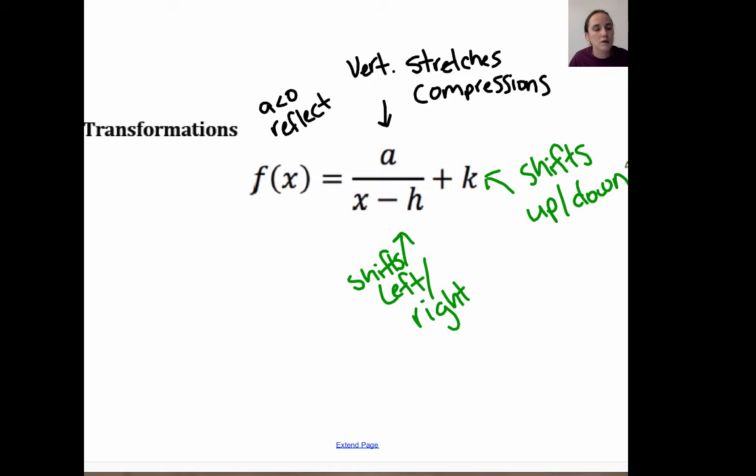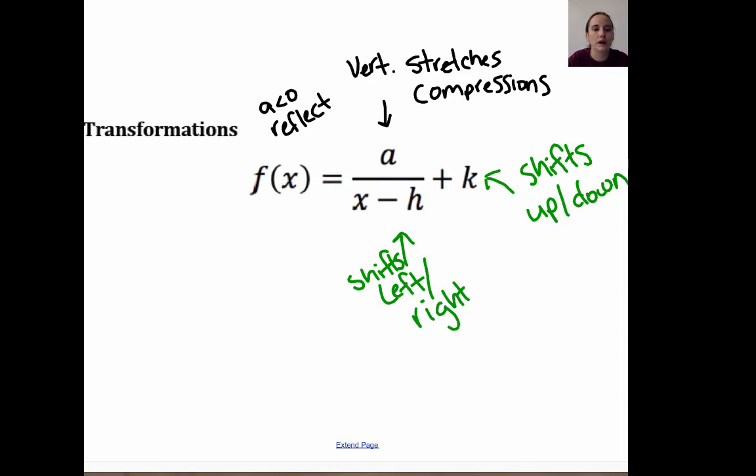Now, because the parent function for a reciprocal function has both a vertical and a horizontal asymptote, you may end up shifting left or right and only moving the vertical asymptote. Or you may keep the vertical asymptote in place and only shift up or down. Or you could move both of them at the same time, and so therefore your domain and range is going to change, and your vertical and horizontal asymptote could change too.